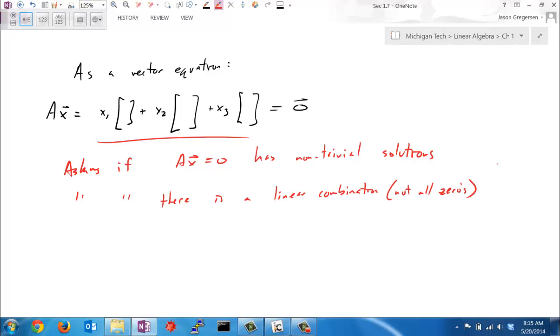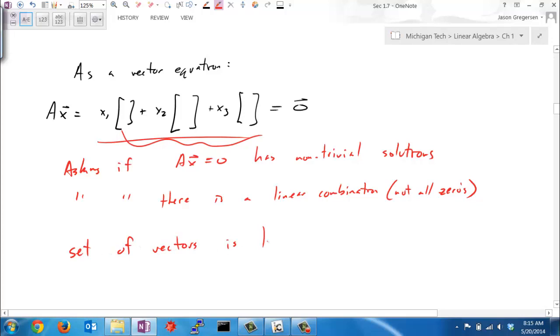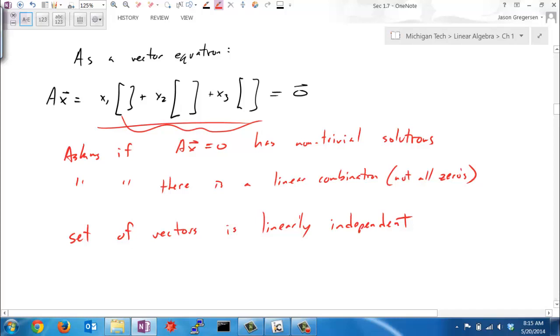So the idea is if there is only that solution, if it's only x1 equals 0, x2 equals 0, x3 equals 0, then we'll say that this set of vectors is linearly independent. So a set of vectors is linearly independent if and only if the only linear combination that gets 0 is 0, 0, 0. That's really our definition of linear independence.